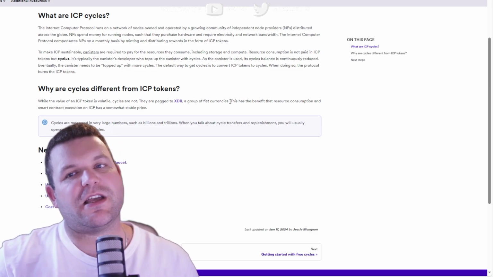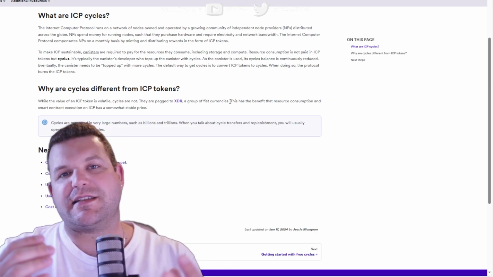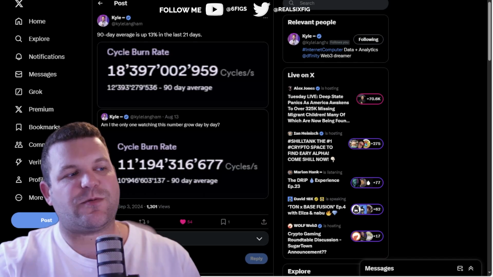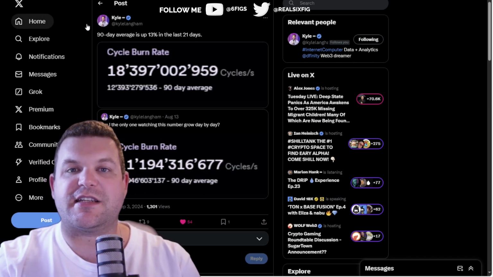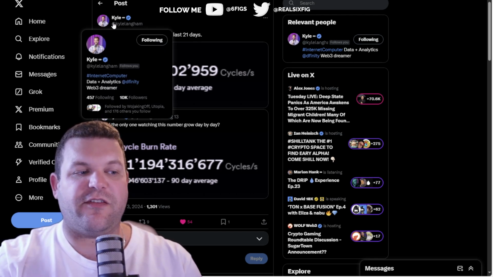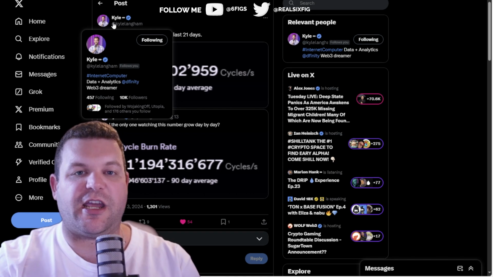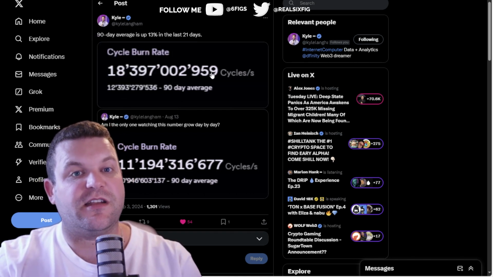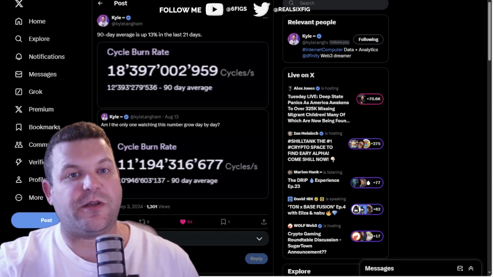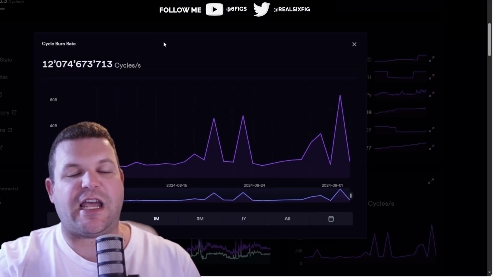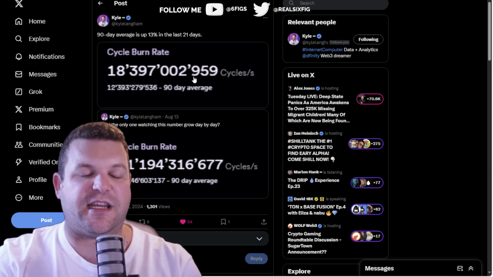Something cool happens, though, when these ICP tokens get converted to cycles. And that's where Definity's data analytics director, Kyle Langham, comes into play. Give him a follow at Kyle Langham if you're interested in keeping up with some of the data-driven metrics of the internet computer. Or you can go ahead here and check it out at the ICP dashboard, which we'll talk about in a couple days.